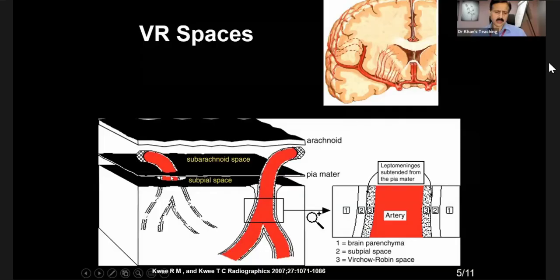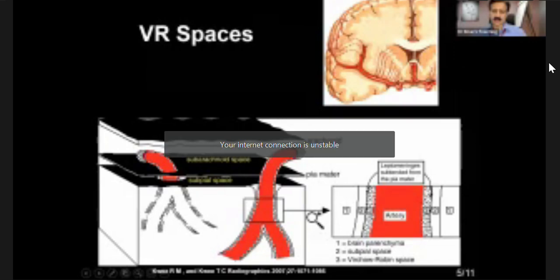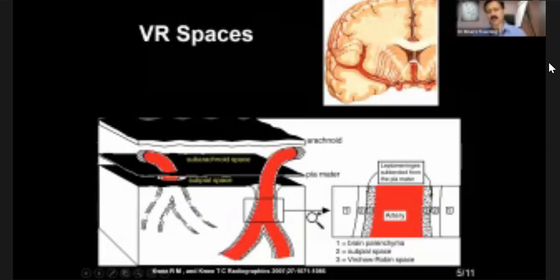What we call this is the brain parenchyma, this is the subpial space, this is the perivascular space. So these are the lenticulostriate arteries. These are exam arteries. I will tell you quite a few pathologies. If you know the anatomy, you can make out.